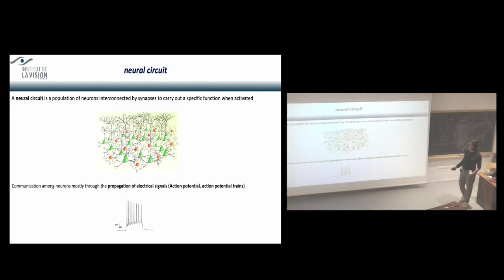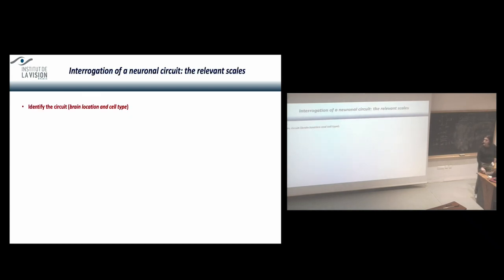So they can be exchanged either in the form of a single spike that we call an action potential, or in the form of trains of spikes, of which the frequency, as you will see in the next slides, is also a very important parameter. Okay, so what do we need to investigate a neuronal circuit? First of all, we need to know where the neuronal circuit is. So we have to locate the neuronal circuits in the brain.